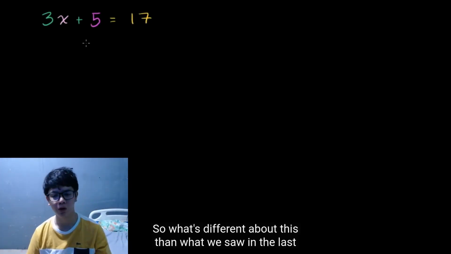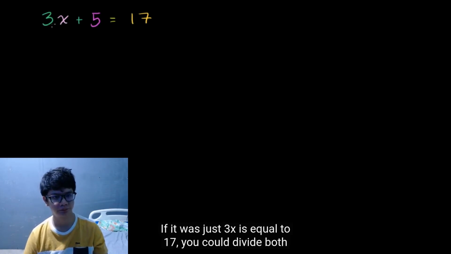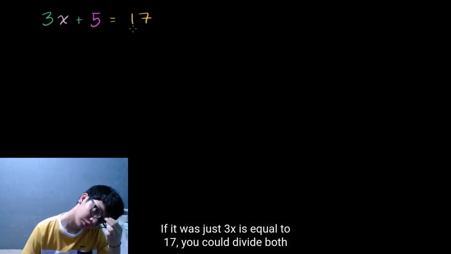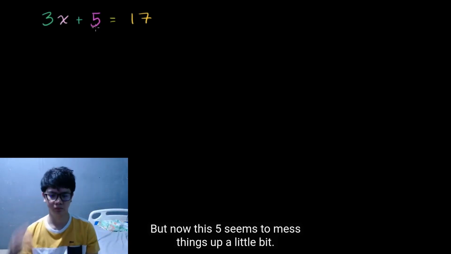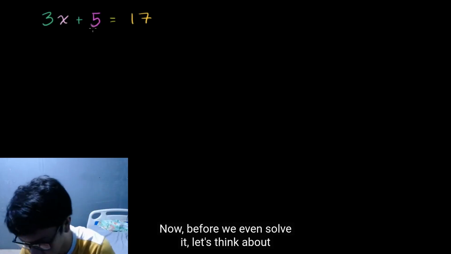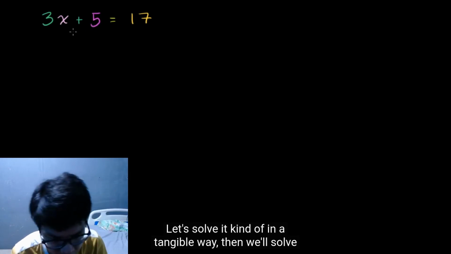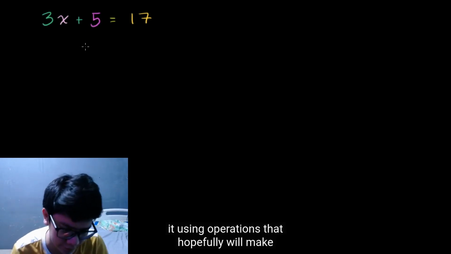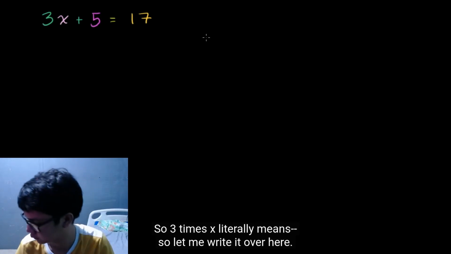So what's different about this than what we saw in the last video is all of a sudden now we have this plus 5. If it was just 3x is equal to 17, you could divide both sides by 3 and you would get your answer. But now this 5 seems to mess things up a little bit. Now before we even solve it, let's think about what it's saying. Let's solve it in a tangible way, and then we'll solve it using operations that hopefully will make sense after that.